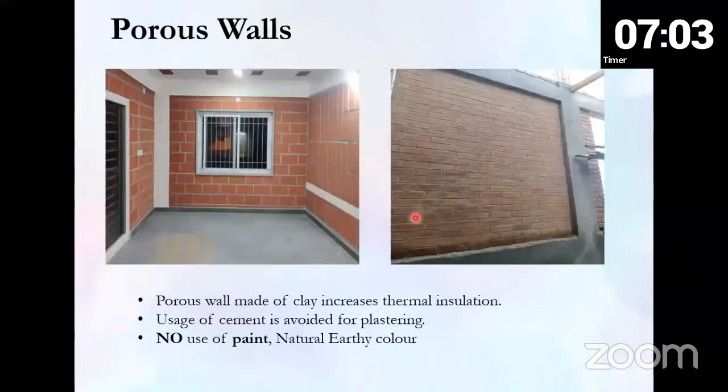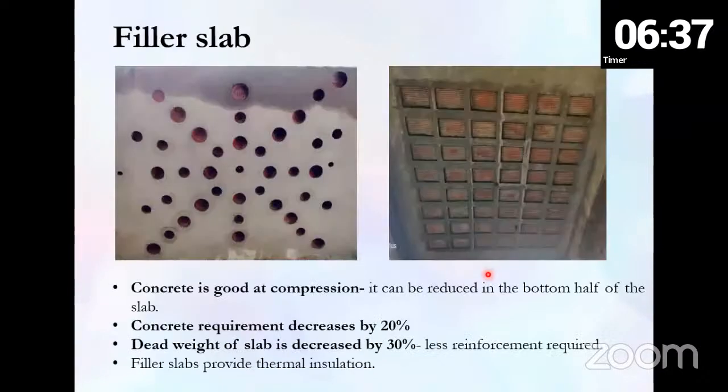Next, we are moving to the porous walls or insulators. In this section, we are making the walls as well as the ceiling insulated. For walls, we are using porous blocks. When the block is porous, it blocks the conductivity of heat. In the same way, we are using filler slabs in the terrace ceiling, with porous tiles. By using this, we are making the ceiling insulated. By using these two concepts, we are achieving thermal insulation that keeps the temperature inside the house constant.